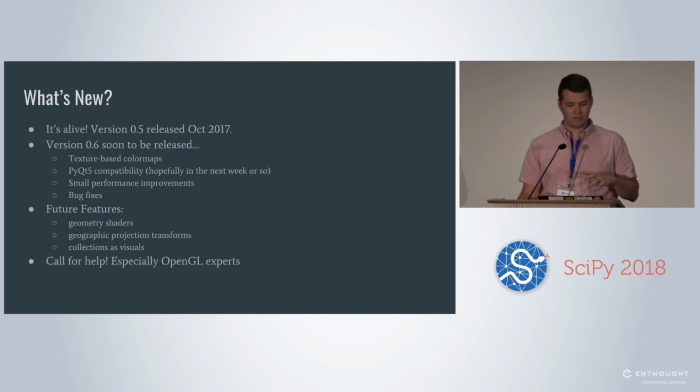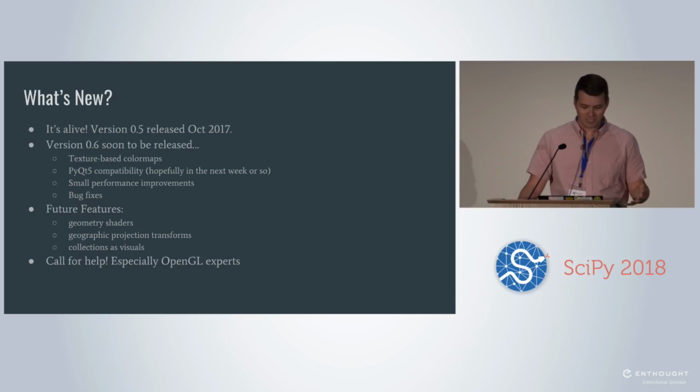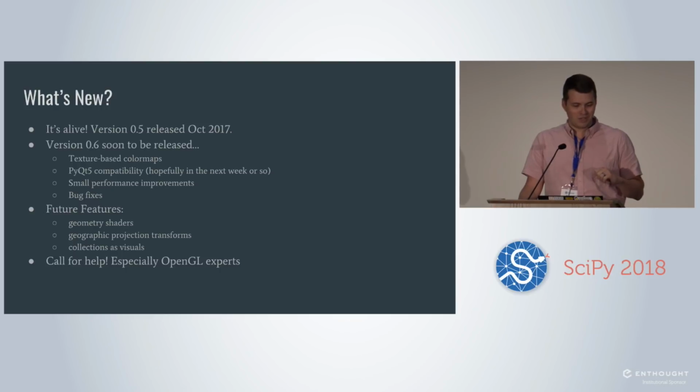So what's new with SymPy? It's alive. The last time people heard of it was probably 2015. I needed it, a couple other people needed it, and so we asked the previous maintainers, can we have it back? And they said, okay, sure. In October 2017, we came out with a new release. I hope to have the next release, 0.6, out in the next week or so, but I've been saying that for the last 2 weeks, so we'll see how that goes.